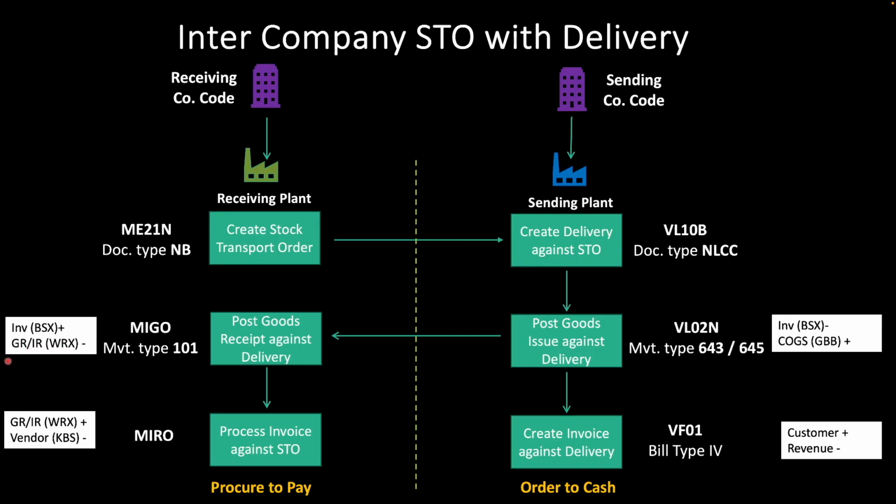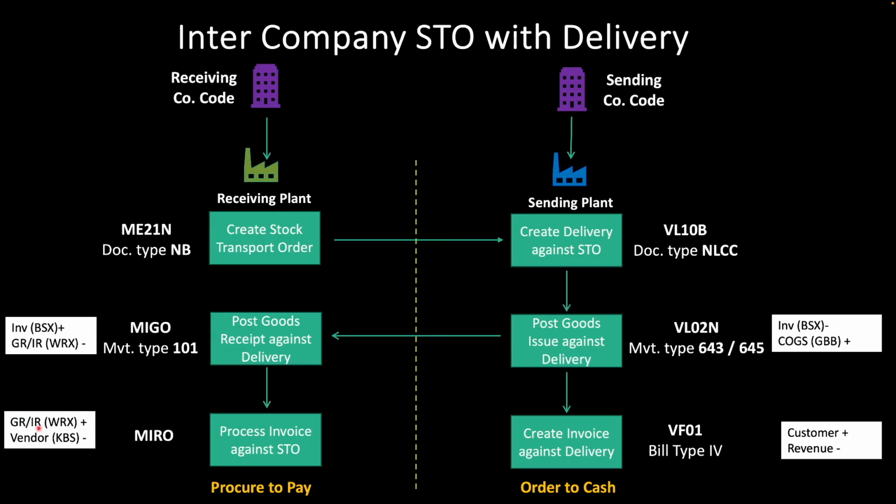Now here, since we are doing the procure to pay process, the financial document will be similar as it happens in the procure to pay process. So you have a debit entry for the inventory and a credit entry for the GRIR clearing account. Now when you post the invoice against the delivery document, then you have a debit entry against the customer, in this case the receiving plant, and a credit entry against the sales revenue GL. So you can see here also you will have a financial document getting posted. And then when you process the invoice through MIGO transaction, you will have the similar accounting document which gets posted when you process the invoice of any vendor.